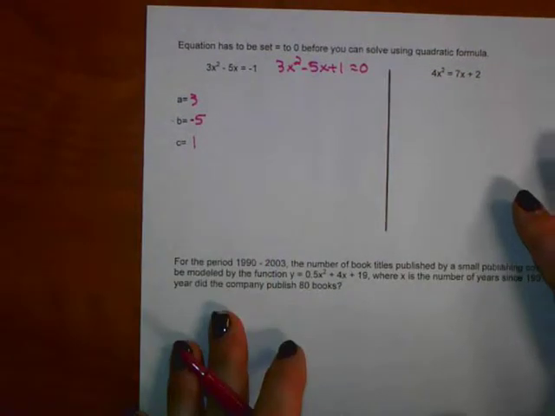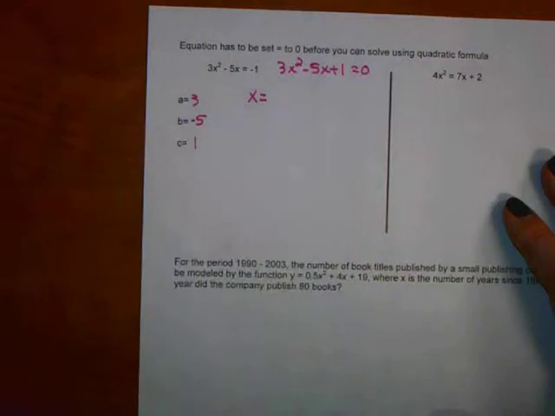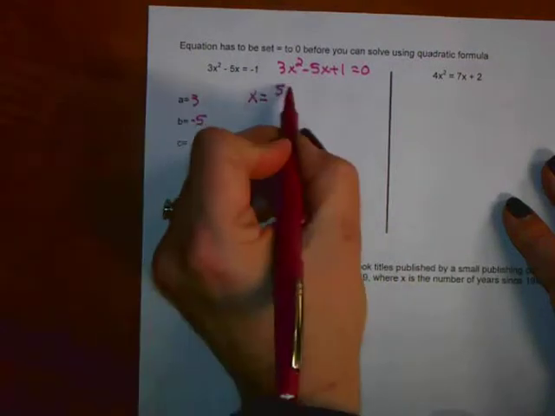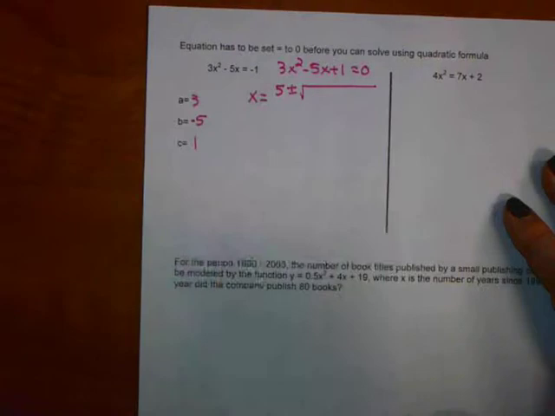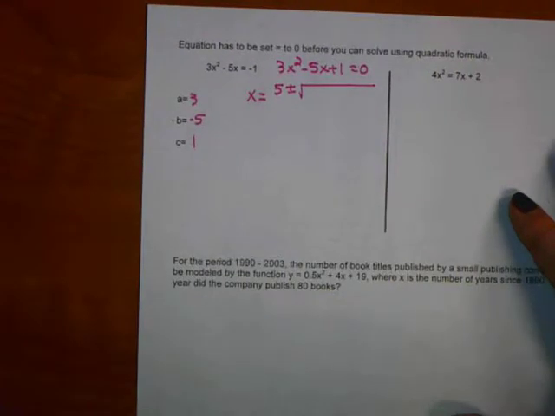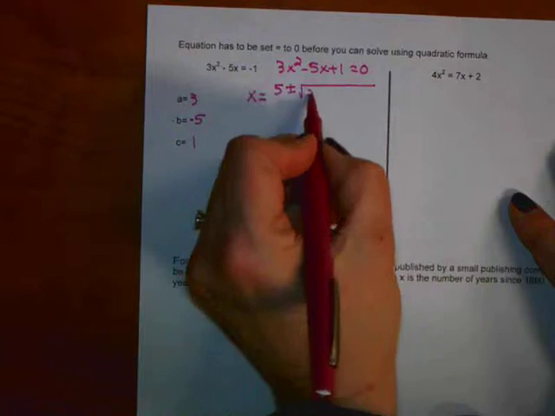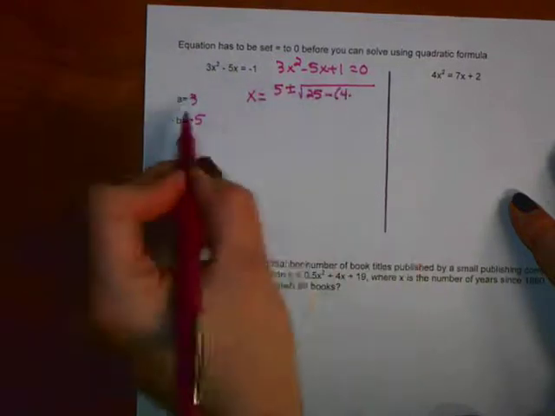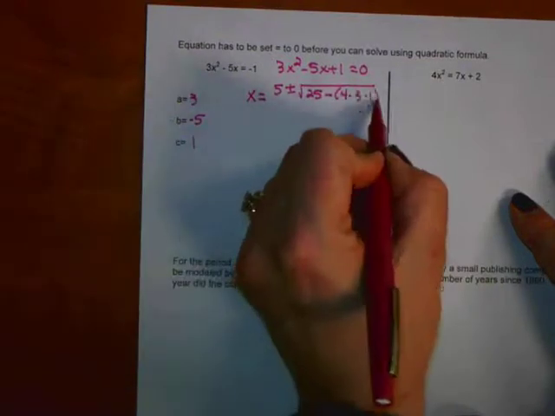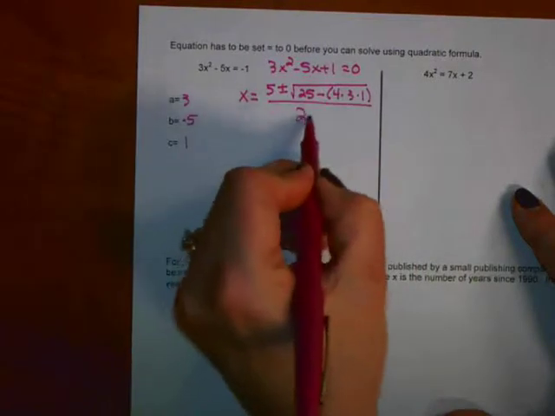Okay, let's sing. X equals negative B, which is going to be what? 5. Positive 5. Plus or minus square root quantity B squared, which is what? 25. Minus 4AC, all divided by 2 times A.